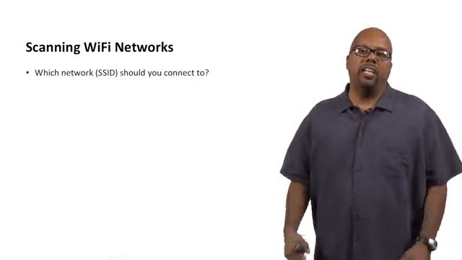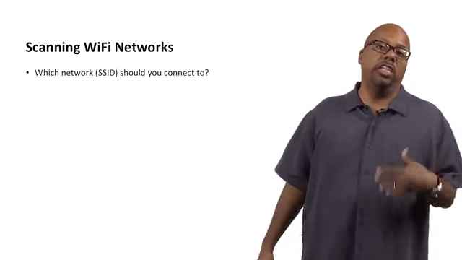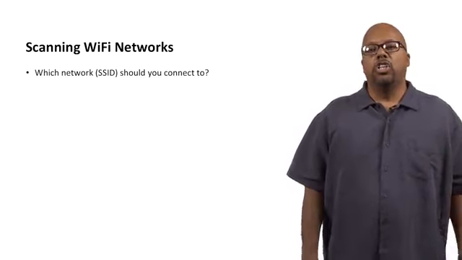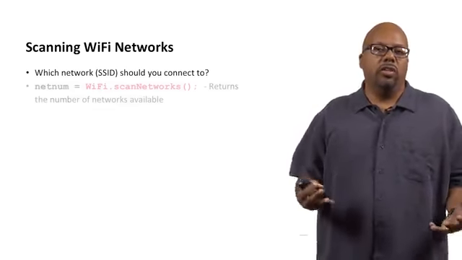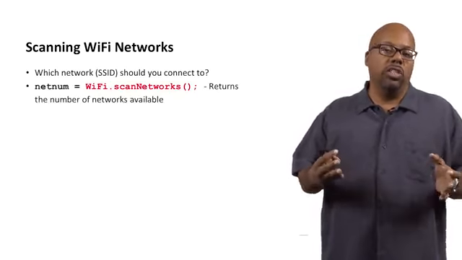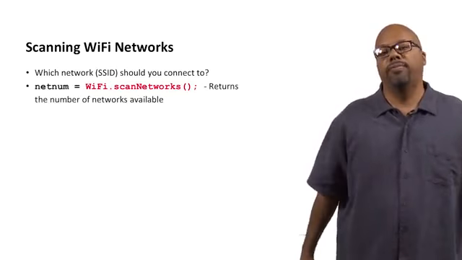Now, scanning for Wi-Fi networks. This is something that you don't generally do with Ethernet. You're not scanning for Ethernet networks. You're plugged into a network and that's that. With Wi-Fi, you often want to scan, look at the networks around you, and pick one to connect to. So that answers the question, which network, which SSID, should I connect to?